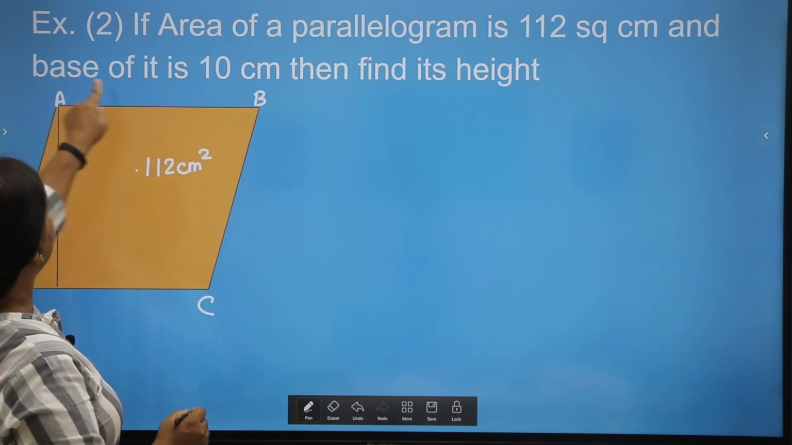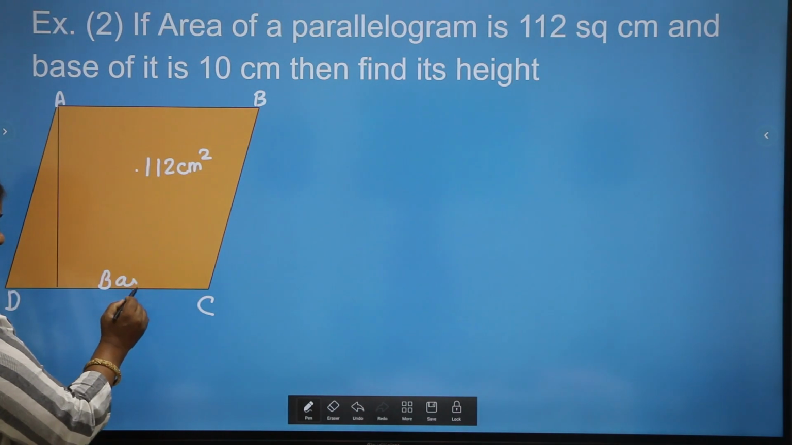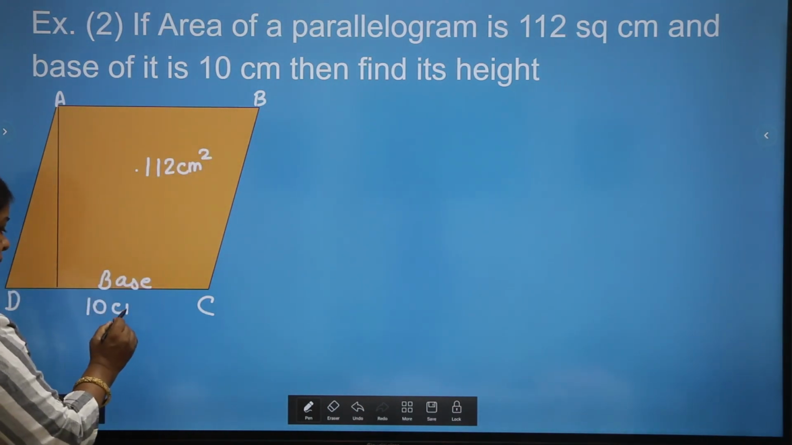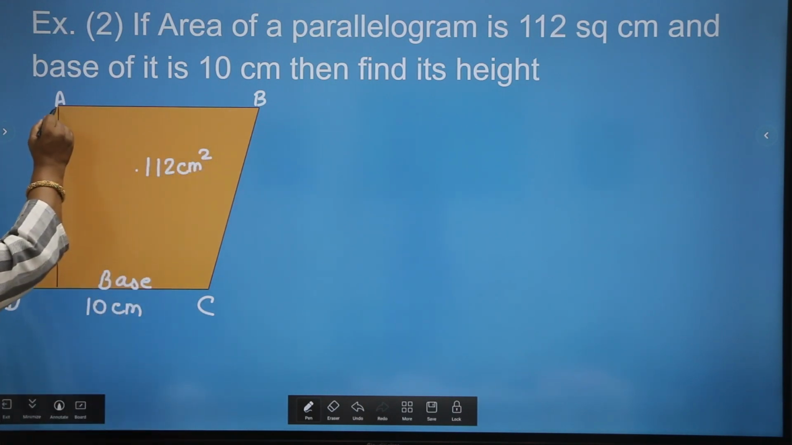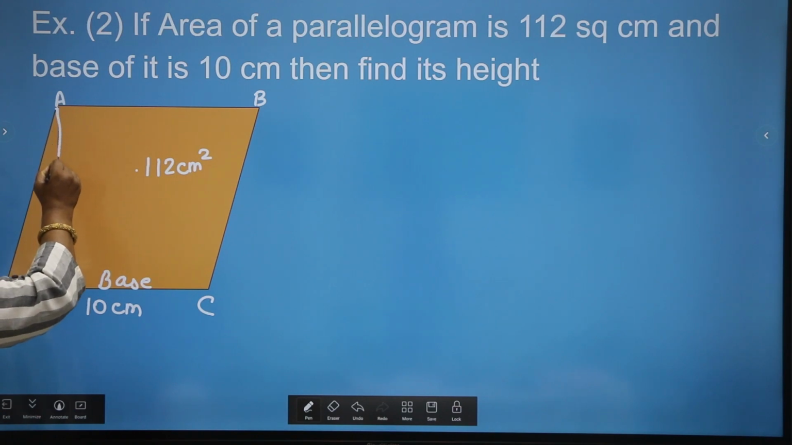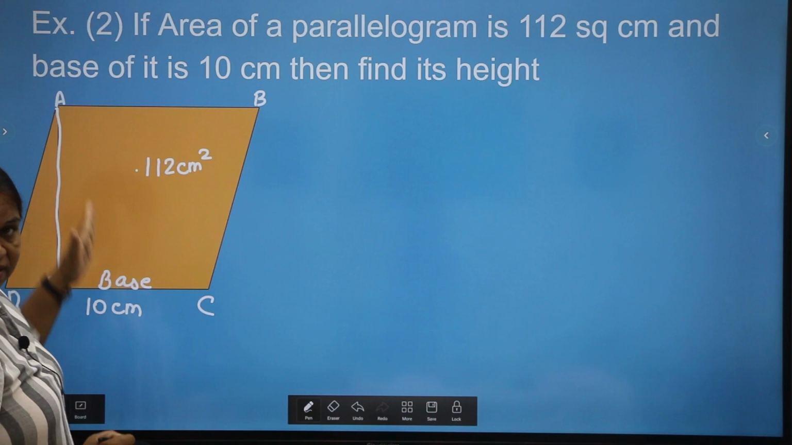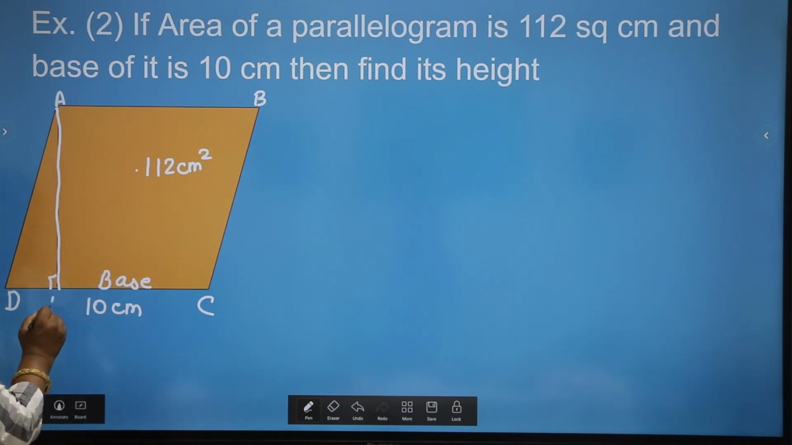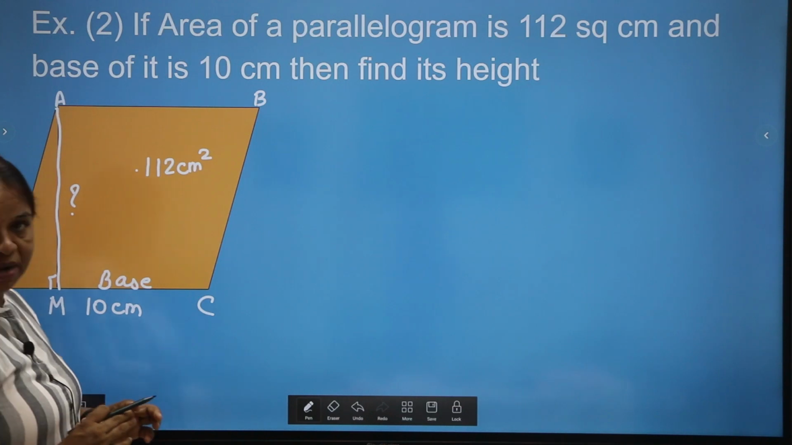And base of it is 10 centimeter. You know, children, DC is the base and it is given as how much? 10 centimeter. We have to find its height. You know, this is the height. Okay, the perpendicular line is nothing but the height of the parallelogram. Let us label it as AM. So we need to find out the perpendicular height. Let me write the question mark on it.